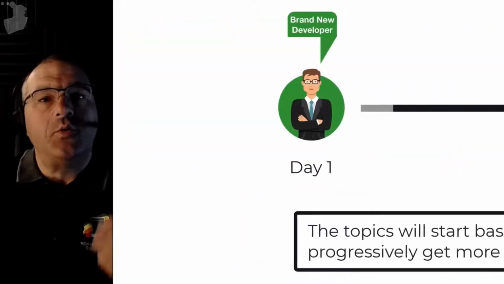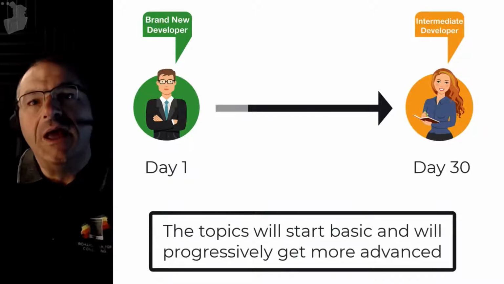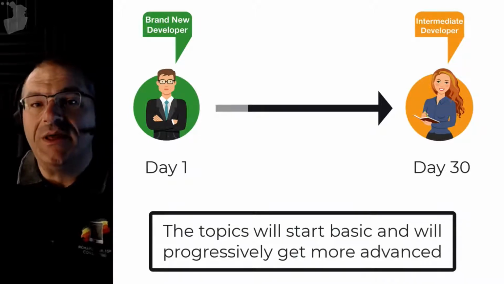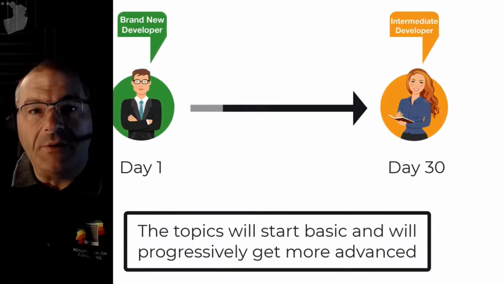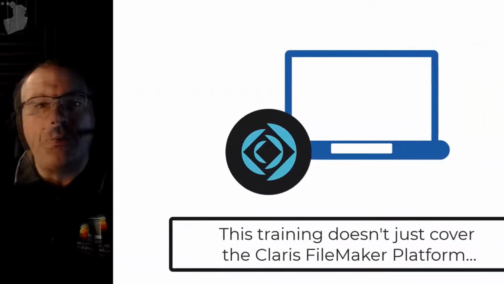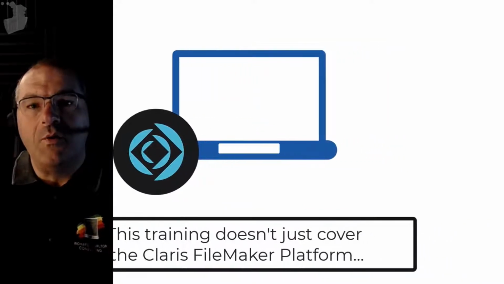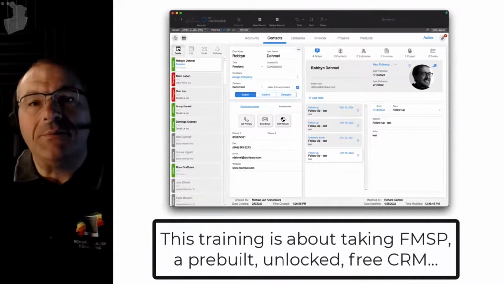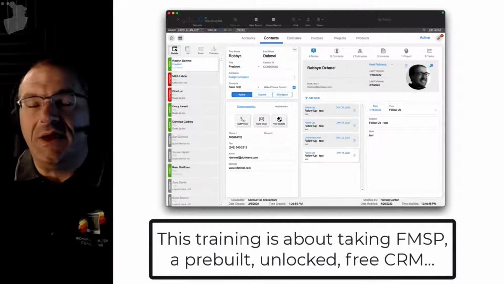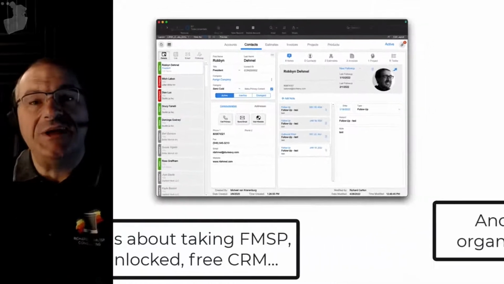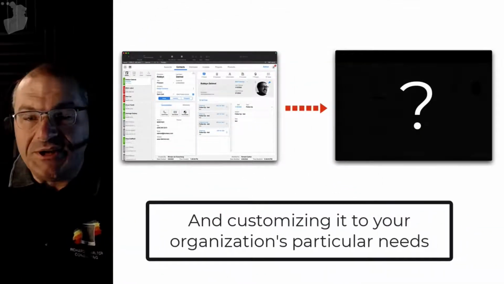Keep in mind that towards the beginning of the training, the topics are more basic in nature. As we get towards the end of the training, they're somewhat more advanced, probably intermediate level topics. A special part of this training is that we're not only talking about the FileMaker platform, we're talking about how you can rapidly customize an existing free CRM that you can download today. It's unlocked, so you can take that CRM and customize it to your organization's particular needs.